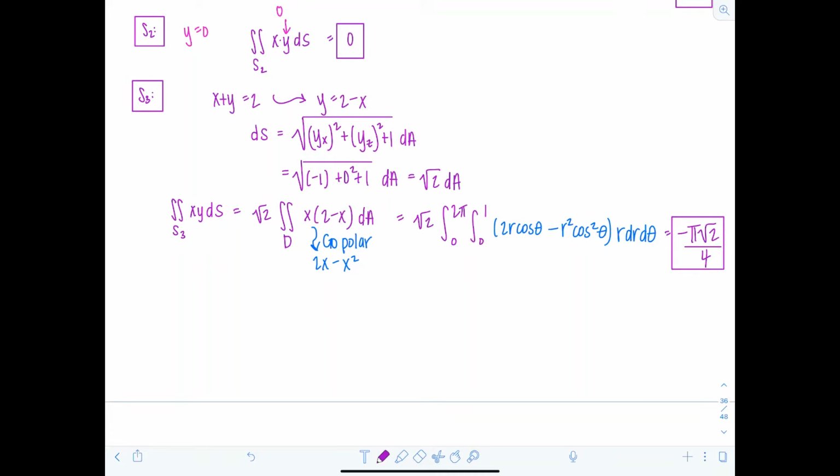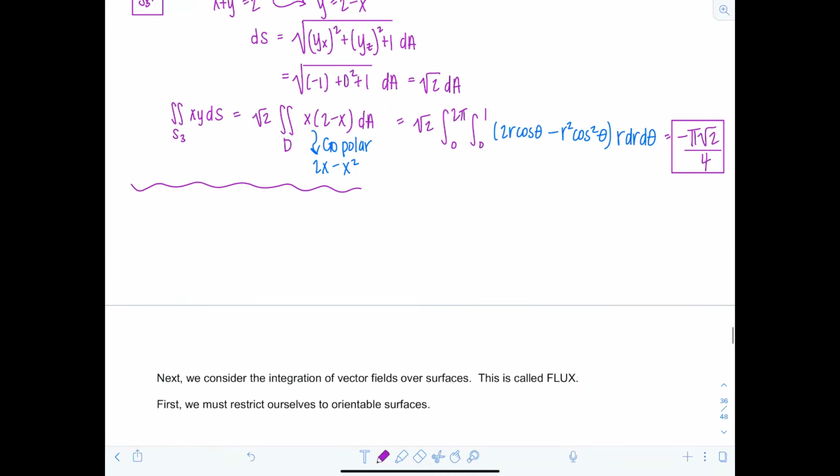Whew. All right, so we have to put it all together now, all three surface integrals. So the surface integral over S, including all three surfaces, of xy dS is equal to negative 2 pi plus 0 minus pi root 2 over 4.